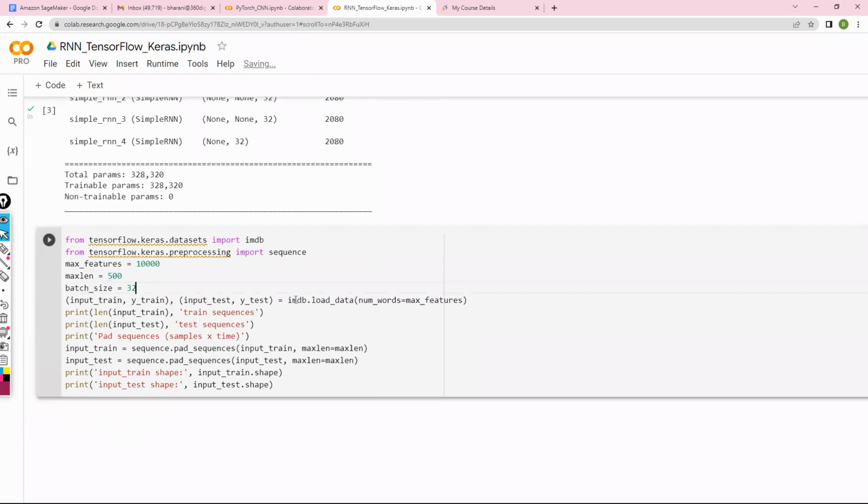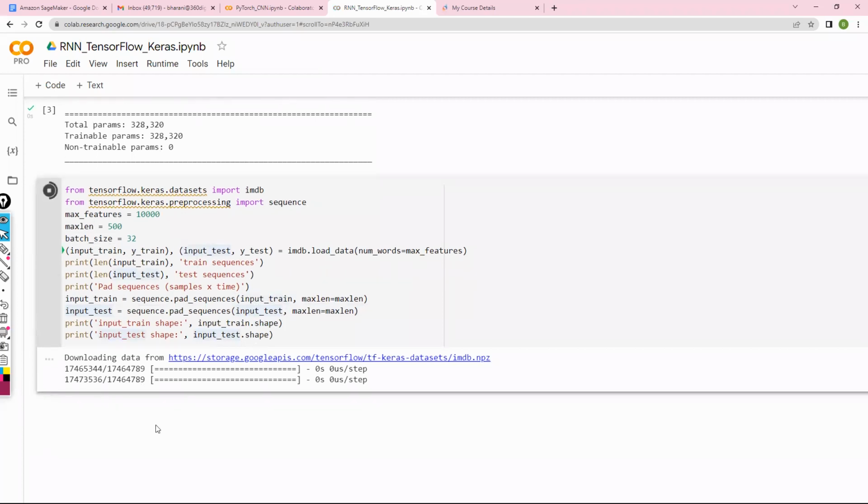Doesn't make sense, right? So from the IMDb dataset, you're loading the data, and while loading you're saying the number of words that I want is only 10,000, which is maximum features. Then you're printing the length of the training data and test data, and you want to see the padding sequence. If there is any review in the training data which is not of 500 words, then pad the sequence. In the test data also, pad the sequence if needed, then print the data here. So the data is getting loaded.